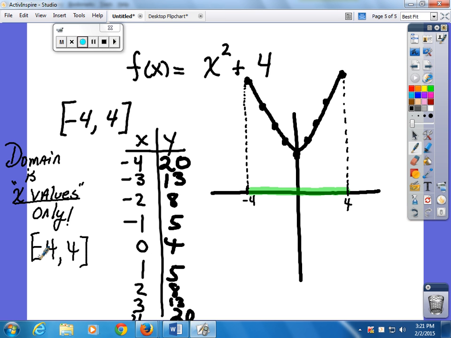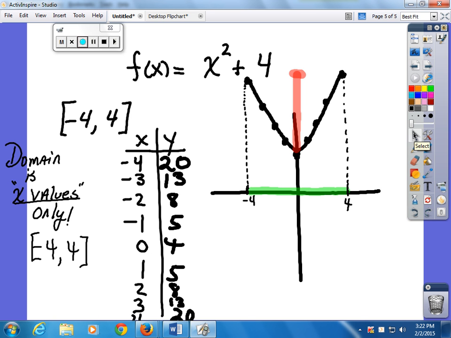So your range on this problem will be from 4 to what? If the domain has a beginning and an end, then the range will have a beginning and end. And it won't be infinity unless the domain is infinity. This one has a beginning and an end with a number, so your range will have a beginning and an end.